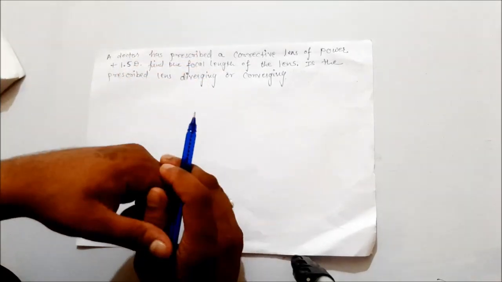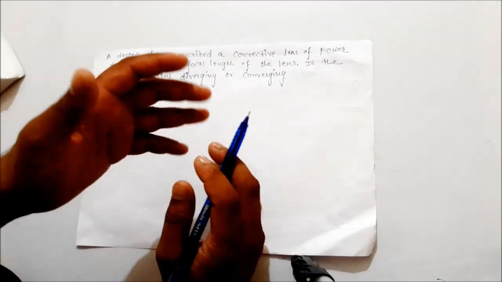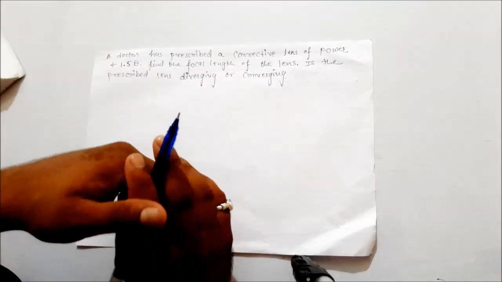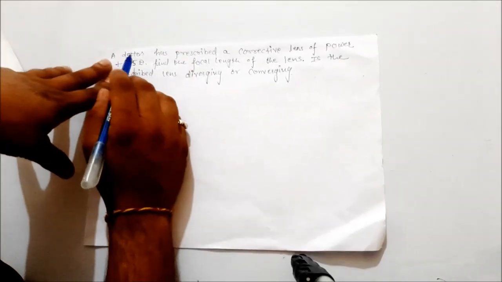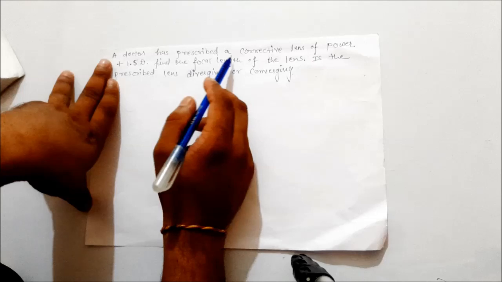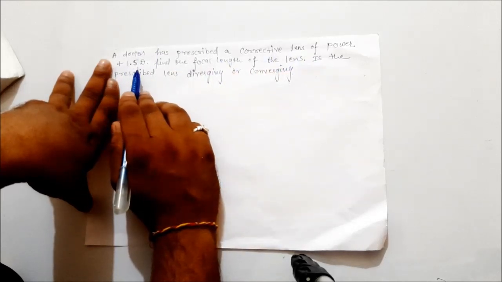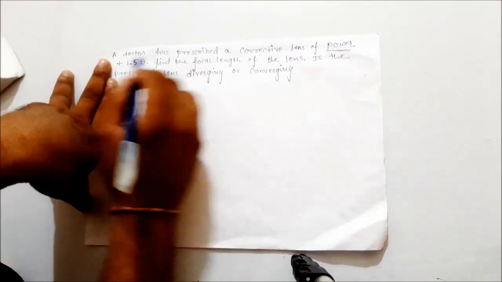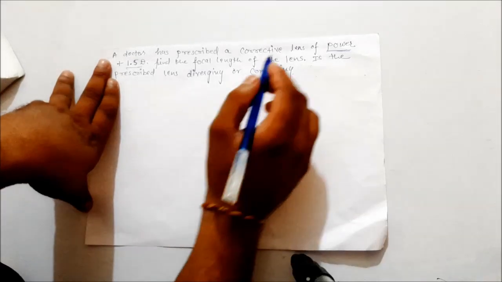We will also take care of the properties of concave mirrors, concave lenses, convex lenses, power of lens, and sign convention. Okay, so here we have our first question. A doctor has prescribed a corrective lens of power positive 1.5 diopter. Here we can say that the power of the lens is given to us, that is 1.5 diopter, with a positive sign. Find the focal length of the lens.